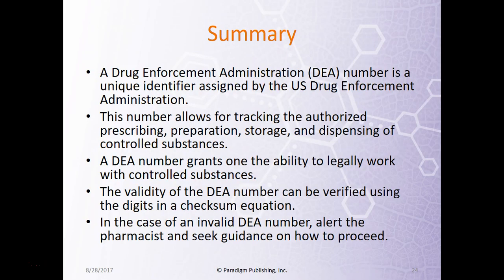Okay, so in summary, the Drug Enforcement Administration number, DEA number, is a unique identifier assigned by the United States Drug Enforcement Administration. This number allows for tracking the authorized prescribing, preparation, storage, and dispensing of controlled substances. The DEA number grants the ability to legally work with controlled substances, and the validity of the DEA number can be verified using the digits in a checksum equation. In the case of an invalid DEA number, alert the pharmacist and seek guidance on how to proceed. So your pre-lab is to complete that DEA number worksheet.